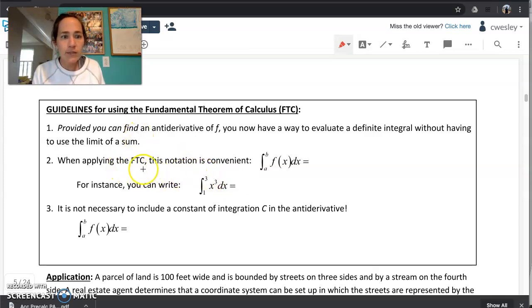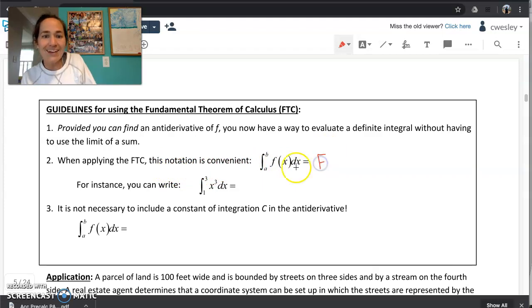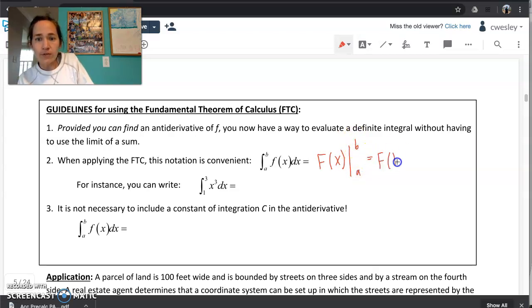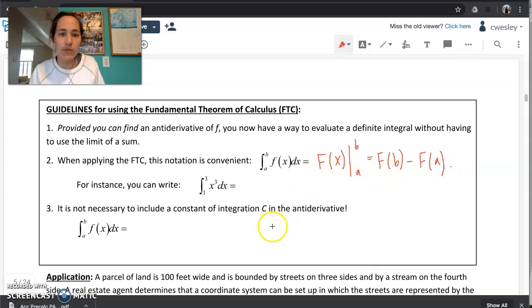Let's look at number 2. It says, use the notation, same notation we used on the last page. When applying the fundamental theorem, this notation is convenient. We're going to call capital F the antiderivative of little f of x. So capital F of x, the antiderivative, evaluated, so we'll use the vertical line from A to B, equals the antiderivative evaluated at B minus the antiderivative evaluated at A. So we kind of just recopied the fundamental theorem there.